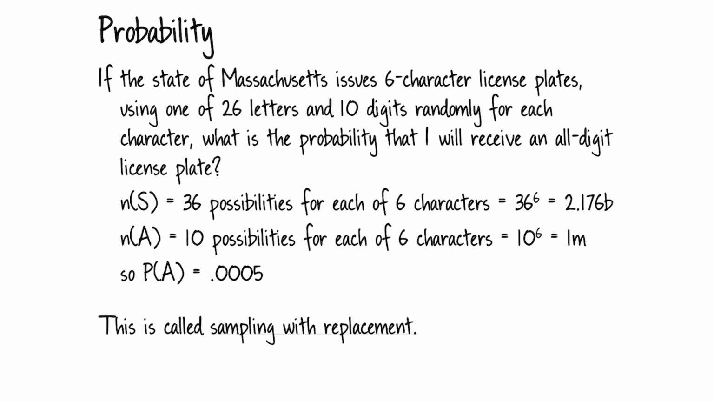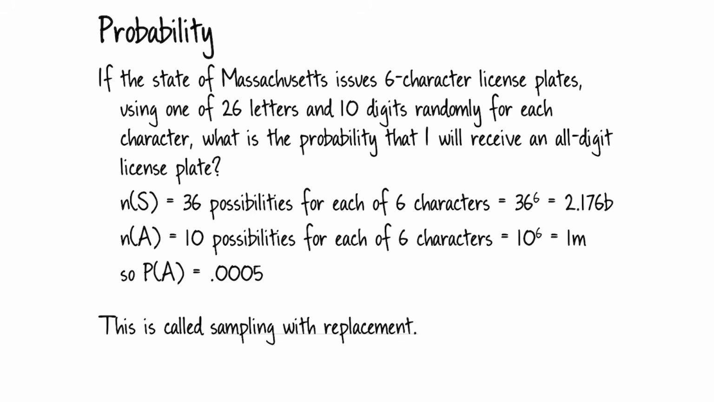Well, we have 36 possibilities for the first character, 36 possibilities for the second character, and so forth. Just intuitively, if you were to start enumerating all of the different possibilities, you'd figure out pretty quickly that you don't have to actually count or write all of them down. You just have to realize that there are 36 possibilities for the first character, 36 for the second, and so forth.